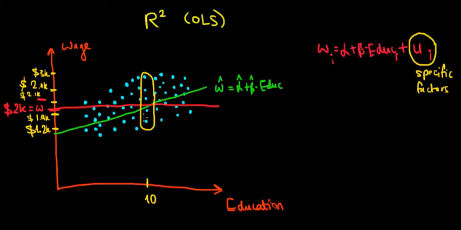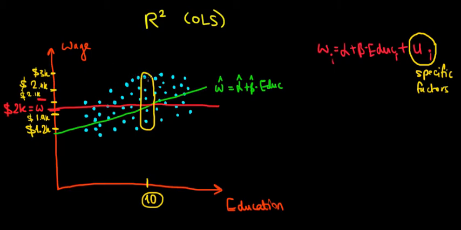I took here a block of observations for a given level of education. For a given level of education of 10 years, we can see that one individual has a wage of $1,200, another individual has a wage of $1,900, another has $2,100, another one has $2,400, and another one has $3,000.